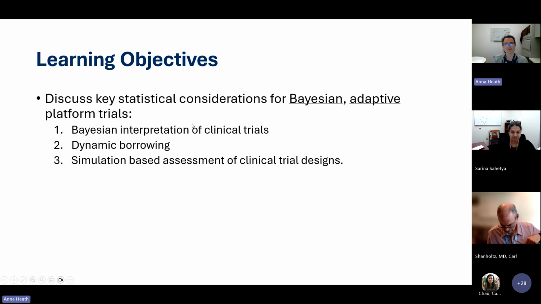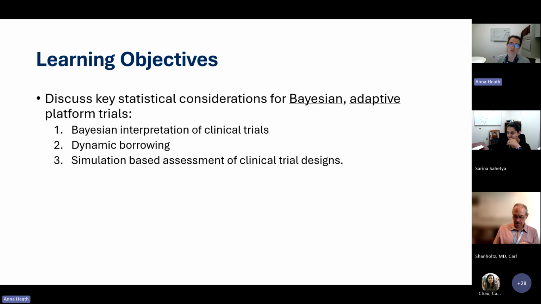The learning objectives for today are to discuss some key considerations specifically for Bayesian adaptive platform trials. The first thing I'm going to talk about is an introduction to Bayesian interpretation of clinical trials and some of the key concepts that we have in a Bayesian analysis. I'm going to talk a little bit about different types of adaptive trials, and in particular this concept of dynamic borrowing, which we use in practical specifically, but it's also a tool that's been used across lots of different platform trials to gain efficiencies from the platform structure.